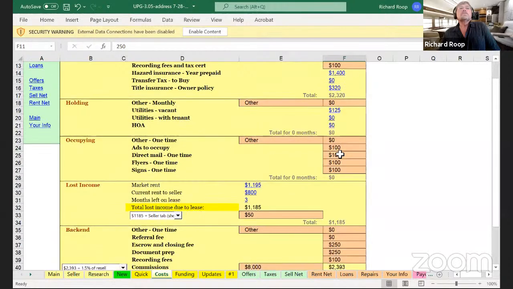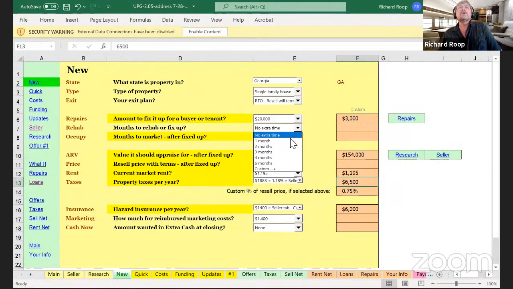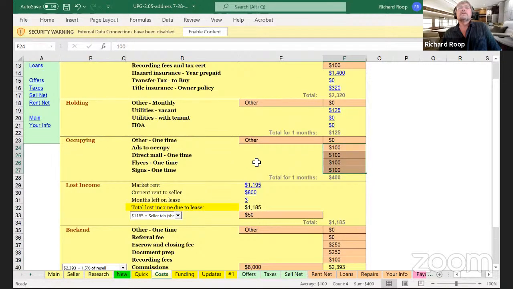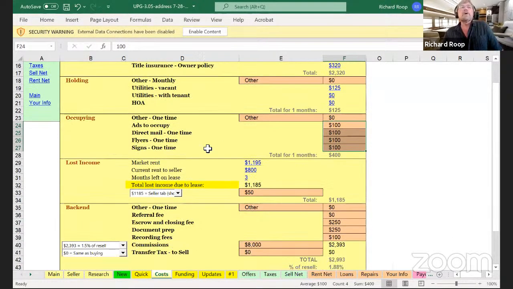I got about $400 in there to market to find a buyer. Actually, it's staying zero because you don't have any marketing. So let's go ahead and put 1 month of marketing, assuming you fixed it up for a month.